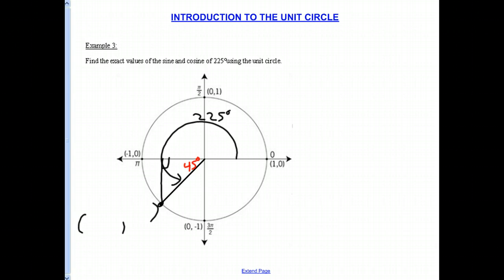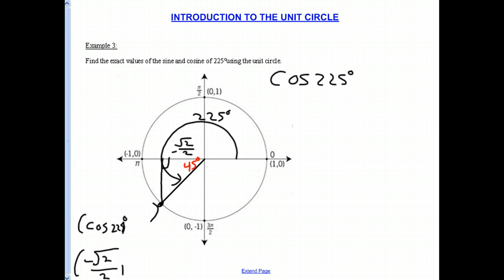And so first we want to find the cosine of 225. And once again, that would be the x-coordinate. And our x-coordinate is equal to the cosine of 45 in the third quadrant. And we know the cosine of 45 is the square root of 2 over 2, but it's negative in the third quadrant. So we get negative the square root of 2 over 2. And so now we have found the cosine of 225 degrees.